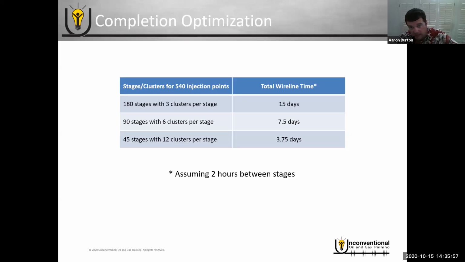As you can see, it's a very significant difference. And in the top scenario, you have 180 frac plugs. In the middle, you have 90 frac plugs, and in the bottom, you're going to have 45 frac plugs. So overall cost can be significantly impacted as well.